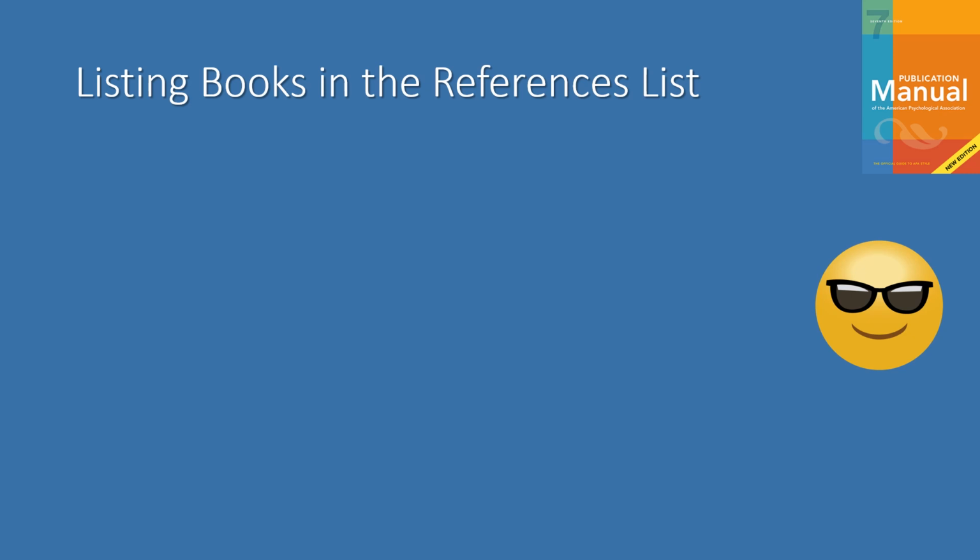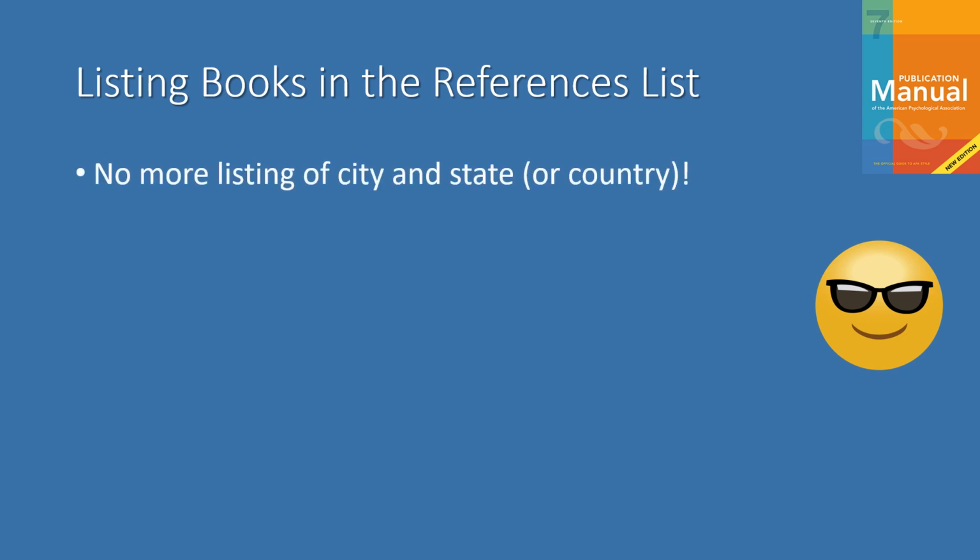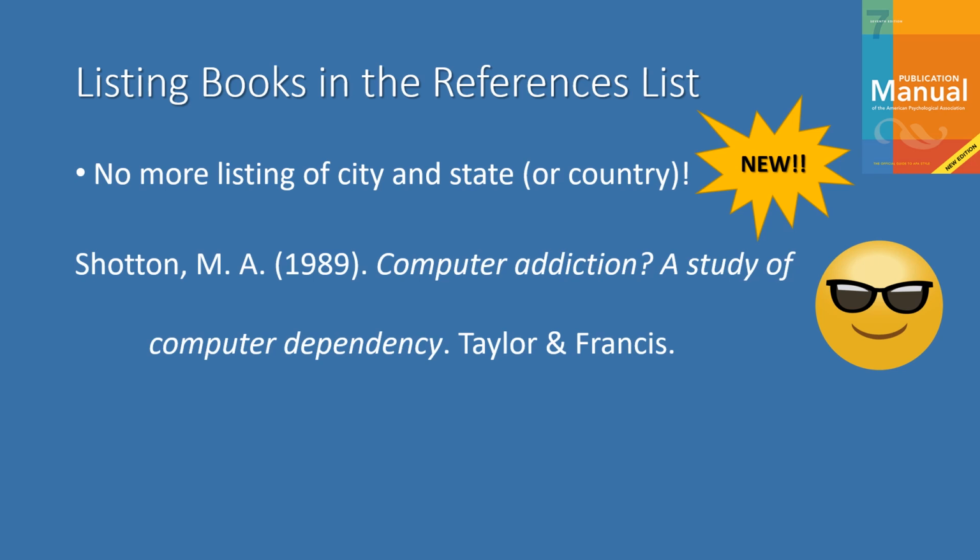Okay, now when listing books in the references list, the biggest change is that we no longer need to cite the city or the state or the country from where the book came from. So this is what it would look like. Everything else is the same, but we got rid of the city and state. So now we just put the publisher's name after the title of the book.